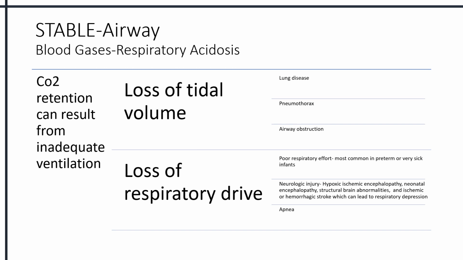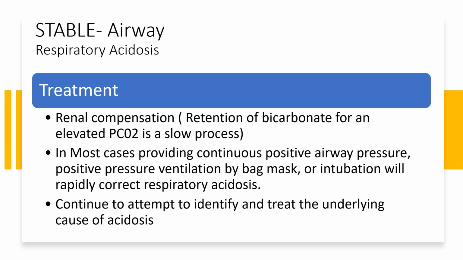Other times you can have neurological injury, whether it's a hypoxic ischemic encephalopathy, neonatal encephalopathy, structural brain abnormalities, ischemic or hemorrhagic stroke, and all this can lead to respiratory depression or apnea, as well as medications that the mother induced, to include narcotics.